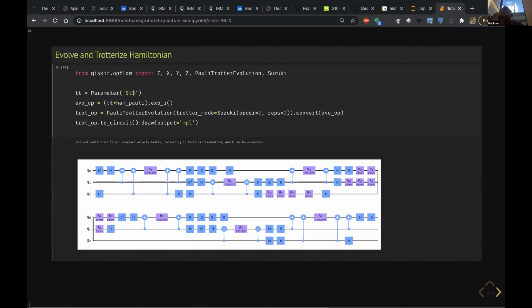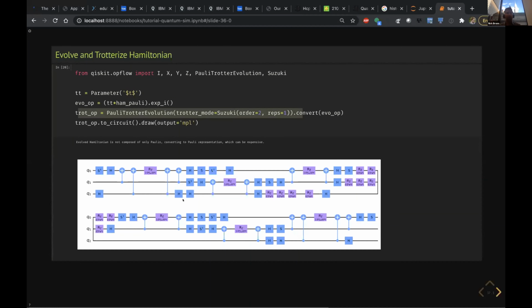So I'm going to the next Qiskit module that I'd like to talk about called OpFlow, short for operator flow. I can write down different Pauli matrices, and I can do Trotter evolution, and I can build circuits out of this. So what I did really quickly was I established a parameter t, and then I just exponentiated my Hamiltonian and made it my evolution operator. And then I just did a 2nd order Suzuki expansion with just 1 repetition, so you could see it easily, and then just drew what the circuit looked like.